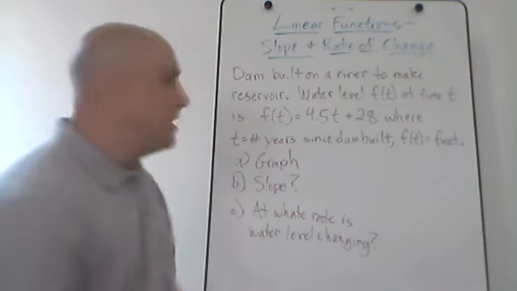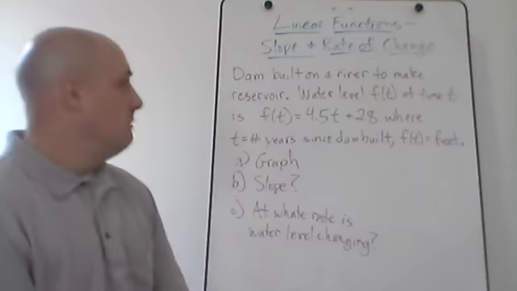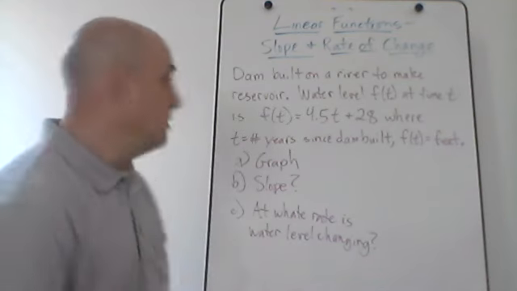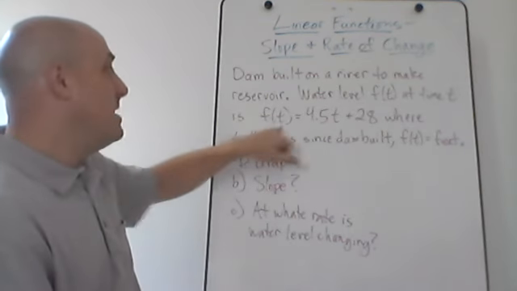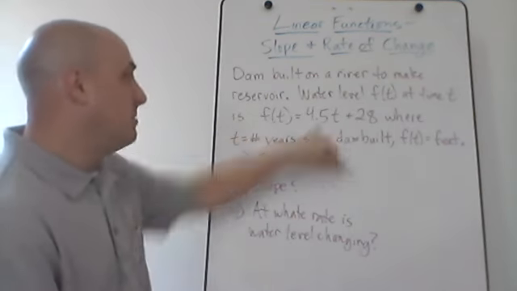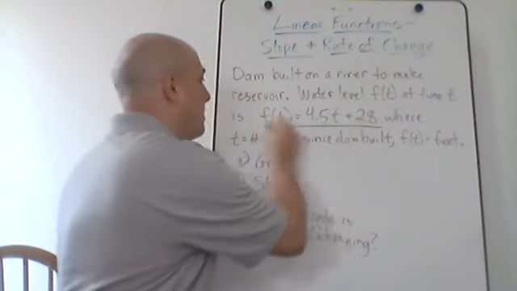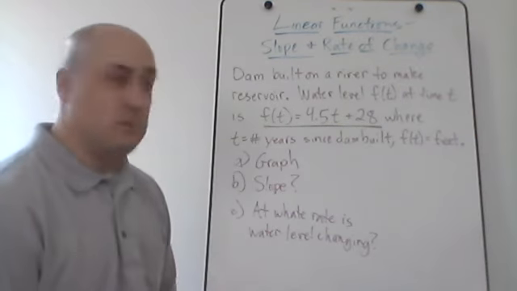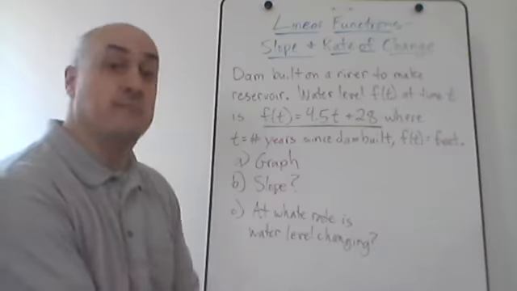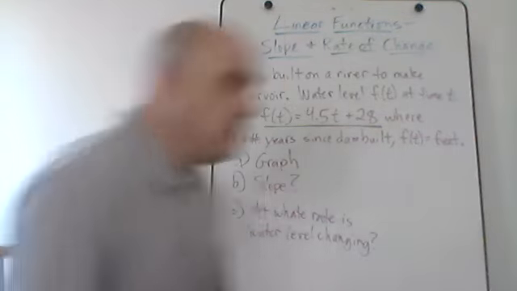All right, got an example here. We have a dam built on a river to make a reservoir. The water level f of t at time t is given by f of t equals 4.5t plus 28. So let me underline that so it sticks out from all those words in there. Where t is the number of years since the dam was built, and f of t is measured in feet. All right, so a basic word problem that we're given.